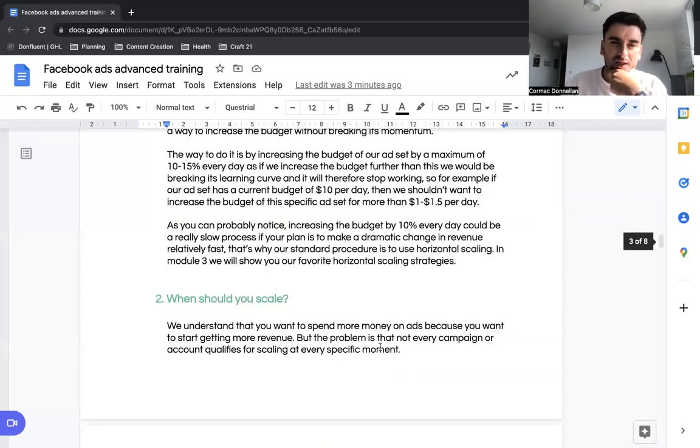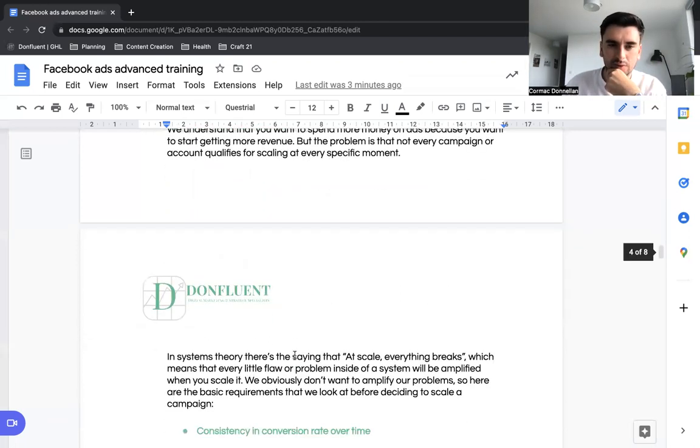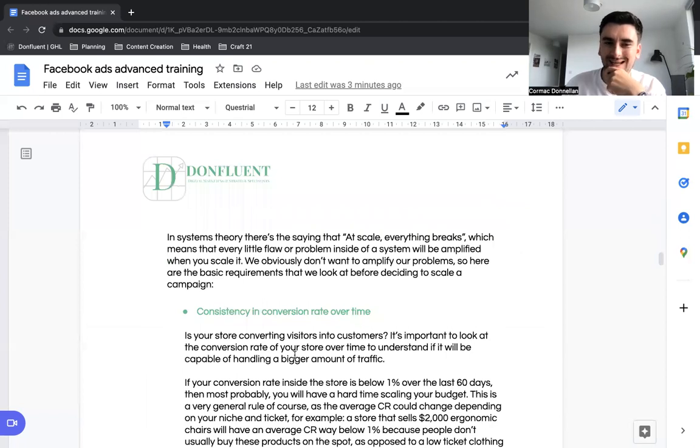So when should you scale? Now that we've covered what scaling is, when should you scale? We understand that you want to spend more money on ads because you want to start getting more revenue. But the problem is that not every campaign or account qualifies for scaling at every specific step. In systems theory, there's a saying that at scale, everything breaks, which means that every little flaw or problem inside of a system will be amplified when you scale it. We obviously don't want to amplify our problems, so here are the basic requirements that we look at before deciding to scale a campaign.